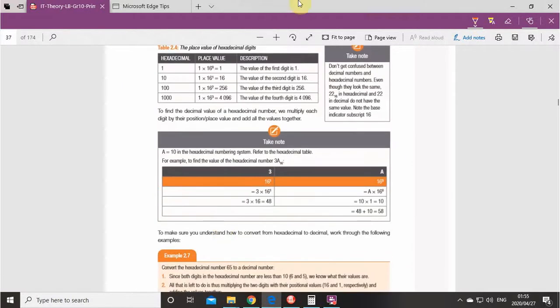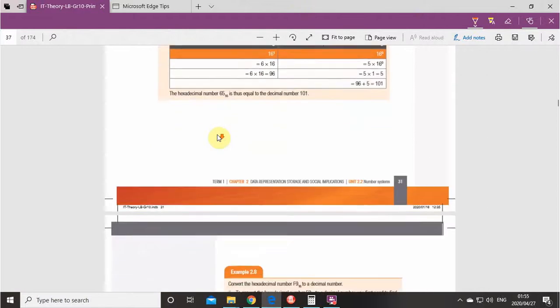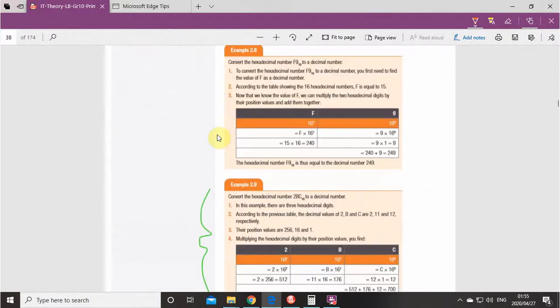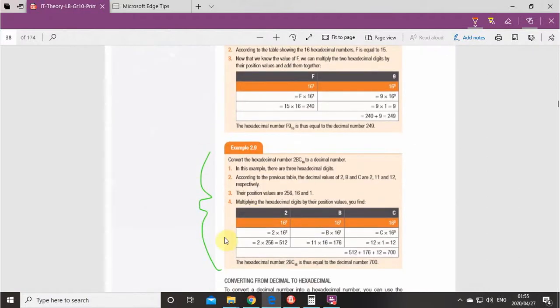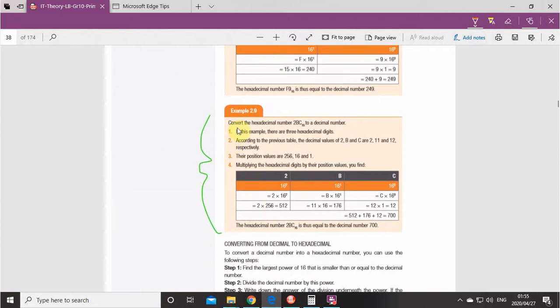Okay, so here they explain again a few ways how you can convert. I'm gonna stick to this example. So to convert the hexadecimal number 2BC, and we can see it's to the base of 16, to a decimal number. First off, write what you have. So we've got 2, we've got B, we've got C. We need to convert that to a decimal.